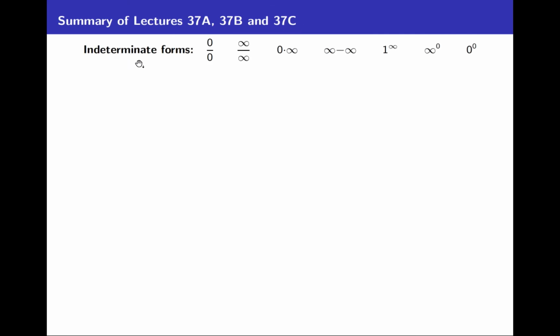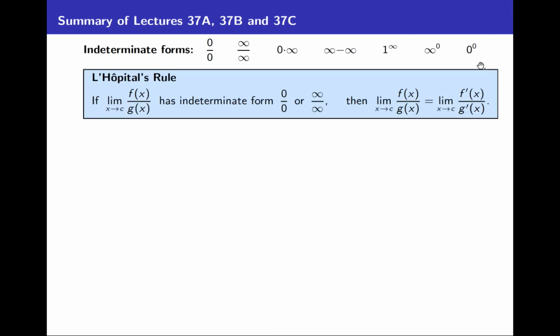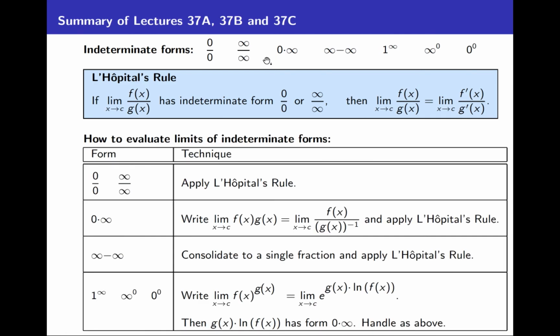We saw that there were 7 indeterminate forms listed here. And we had L'Hopital's rule, which dealt explicitly with the first 2 indeterminate forms. The other 5 indeterminate forms we came up with algebraic techniques for to reduce them to L'Hopital's rule problems. And here's a quick summary: how to evaluate limits of these 7 indeterminate forms. If you have form 0 over 0 or infinity over infinity, just apply L'Hopital's rule.